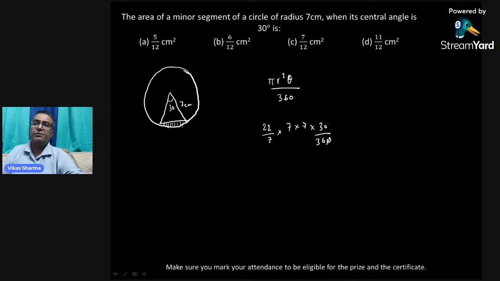The 0 and 0 can get cancelled. 3 times 12 is 36, and 7 and 7 can get cancelled here, and then if I divide by 2, I get 11 here and 6 here. So it's 77 upon 6 basically. That's the area of the sector here.